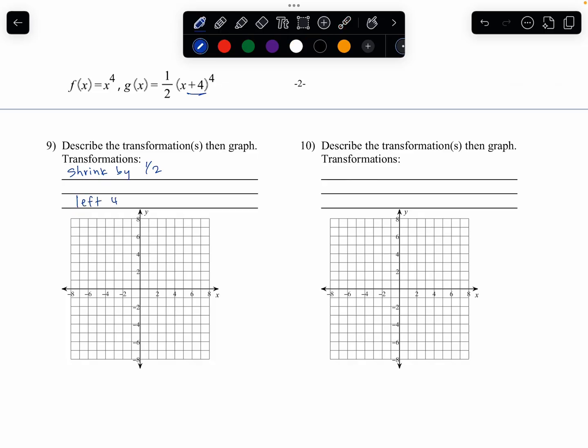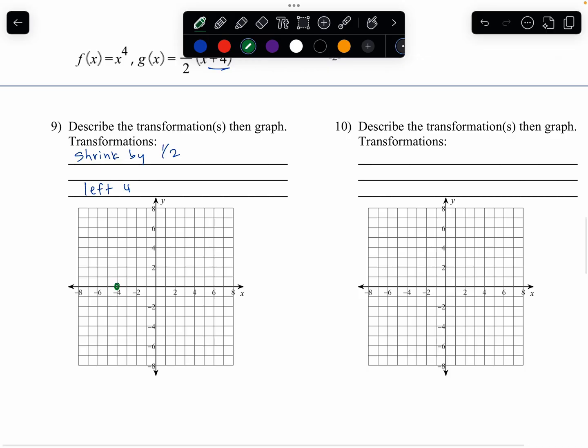So move to the left 4. Okay? Now for graphing it, remember that if it's x to the 4th, it's going to be a parabola. If it's an even degree, it's going to be a parabola, just like x squared. So it's going to look just like x squared, honestly, just more narrow. And we are moving it to the left 4, so that means my vertex will be over here, okay?